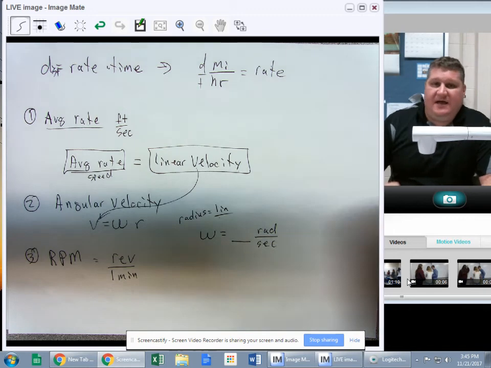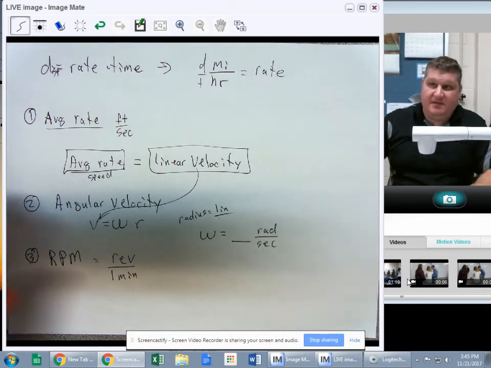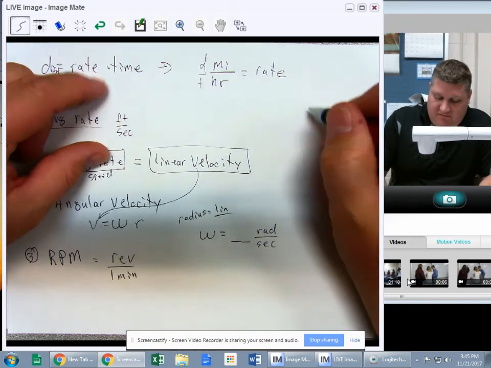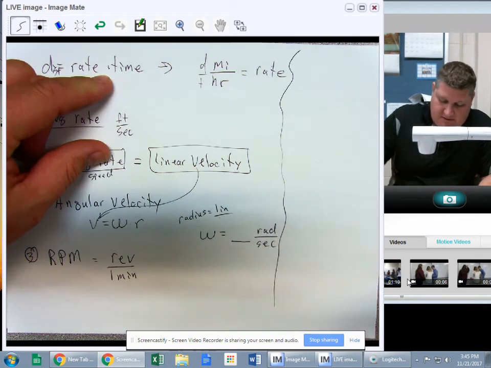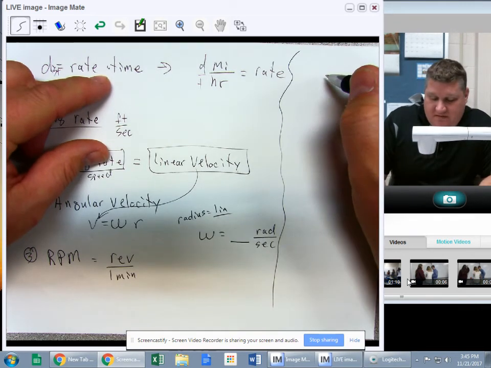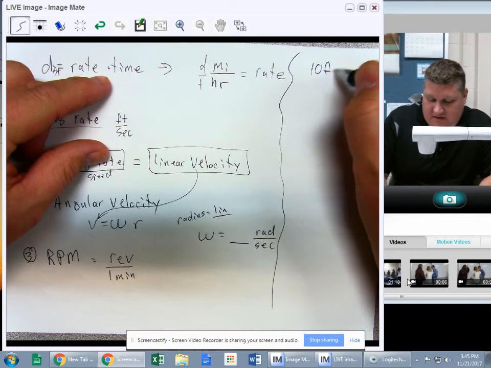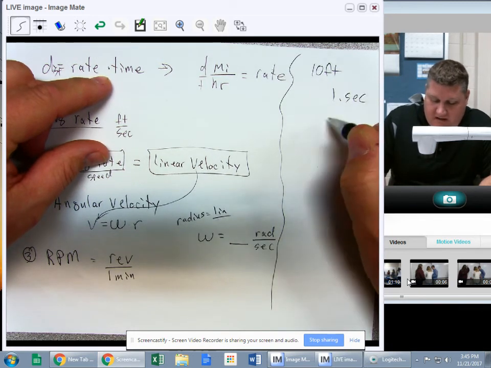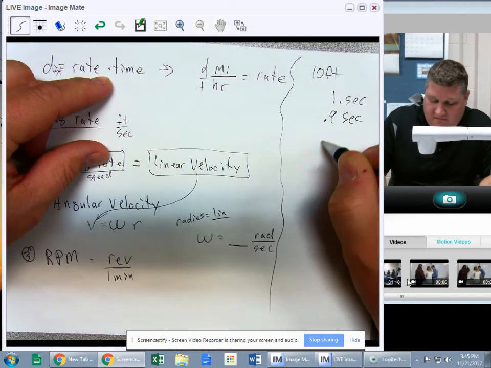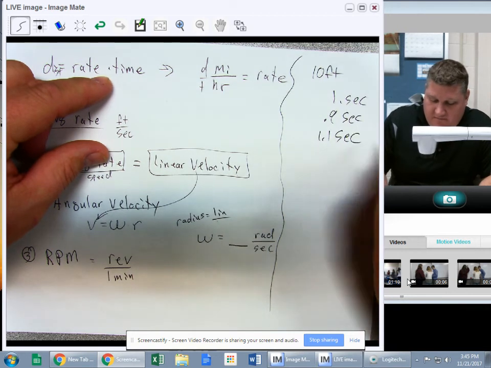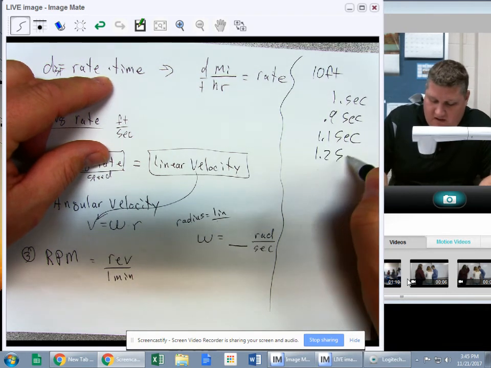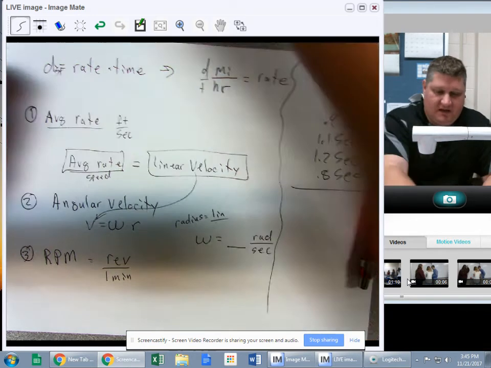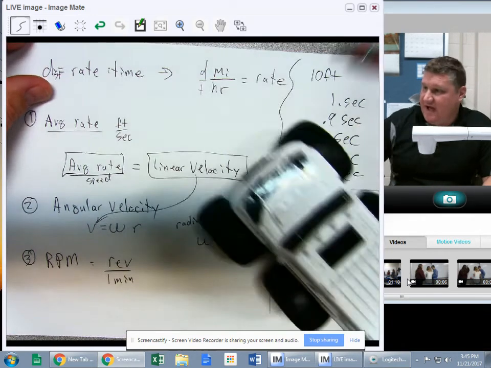Let's take a look at the homework problem that I gave for today. Now, we did a bunch of different times. So if I make an example here, let's assume that I have 10 feet and it took 1 second to do it, and it took 0.9 seconds and 1.1 seconds and 1.2 seconds and 0.8 seconds to do the run with my little car, just like that.